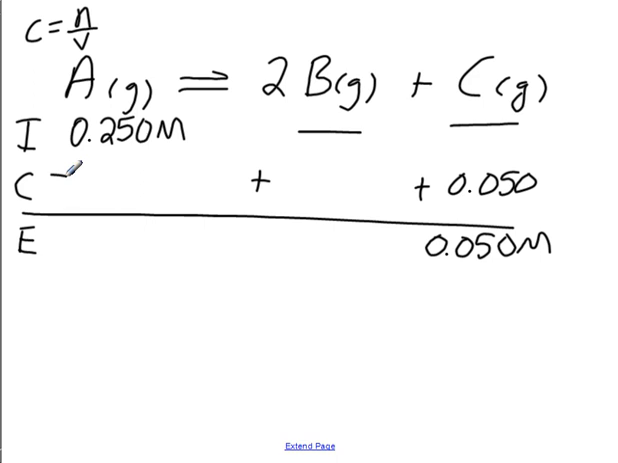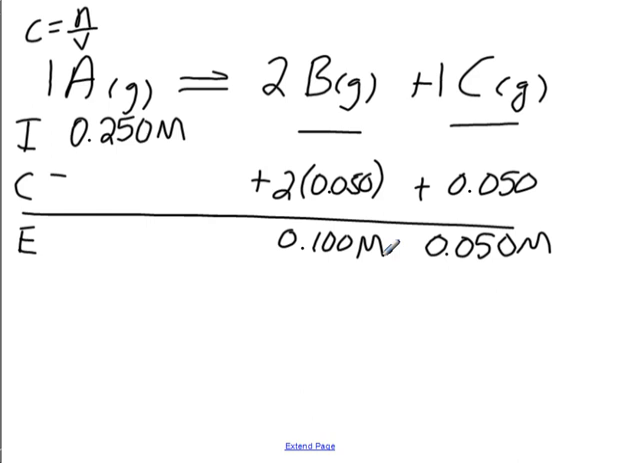We can fill out the rest of the numbers in the change line by looking at the stoichiometry. 1 mole of reactant A reacts while every 2 moles of B are produced, and 1 mole of substance C is produced. So looking at those ratios, we notice that for B and C, there's a 2-to-1 ratio. 2 moles of B for every 1 mole of C. So therefore, B must gain twice what C gained. So 2 times 0.050. 0 plus that will give me 0.1 molarity for substance B.